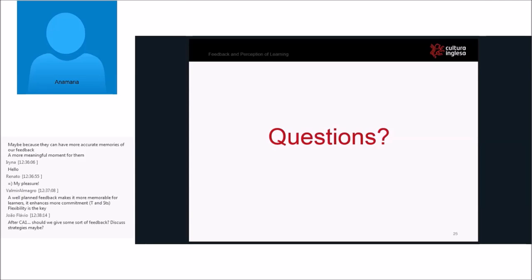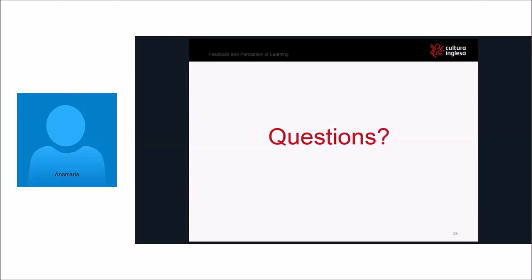João, after CA1, should we give some sort of feedback, discuss strategies, maybe? Yeah, João, I think so. After CA1, it's an important moment for students to do some self-assessment and so on. Talk about the strategies, but remember, we should be talking about learning strategies also before doing things, not only after that, right?